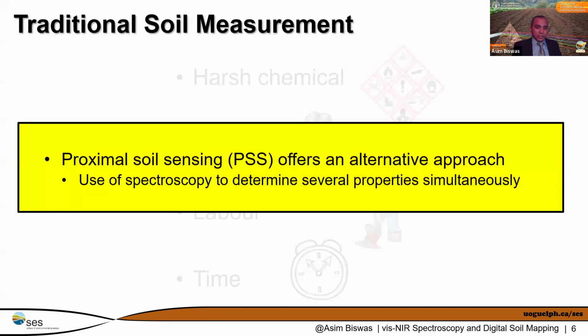So in this context, over the last several decades, we have seen progress in an alternative way of measuring our soil. That's sensor-based measurement, often called proximal soil sensing, which means measuring soil in close proximity, within a 2-meter distance. Proximal sensing offers a range of alternatives, and among the proximal soil sensors, spectroscopy tends to be very promising.